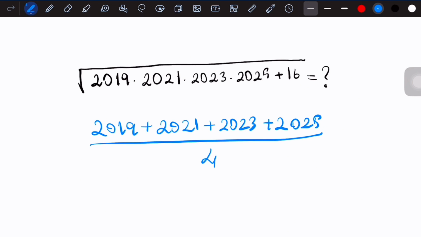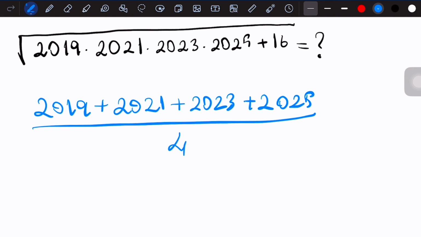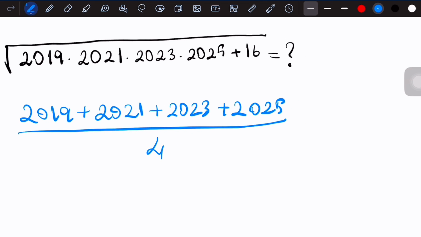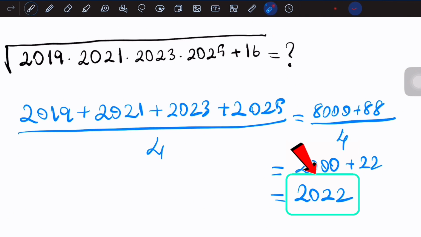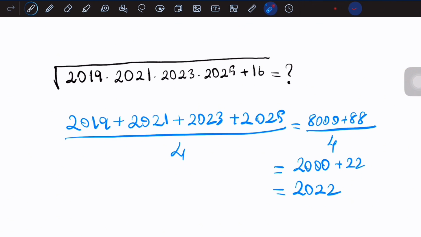Do you know the number of objects when taking an arithmetic average? The division process was applied, so if we pay attention from here, what will come is 8,000 plus 88 divided by 4. When we edit this a little bit, 2,000 plus 22, here's the number 2022. We have achieved it. Now what was the reason I did this? That was one connection between the numbers.